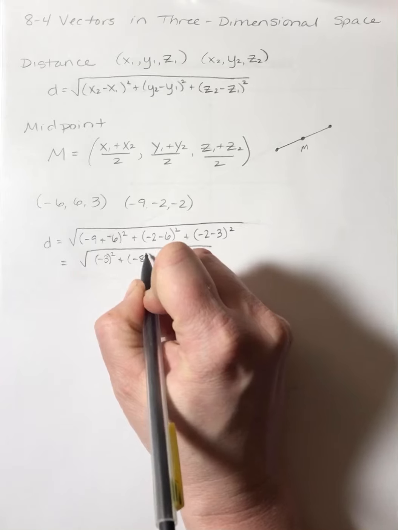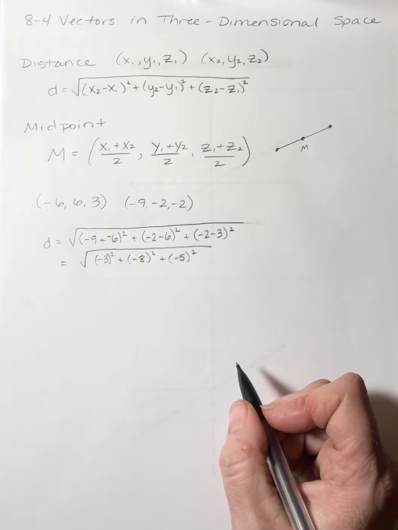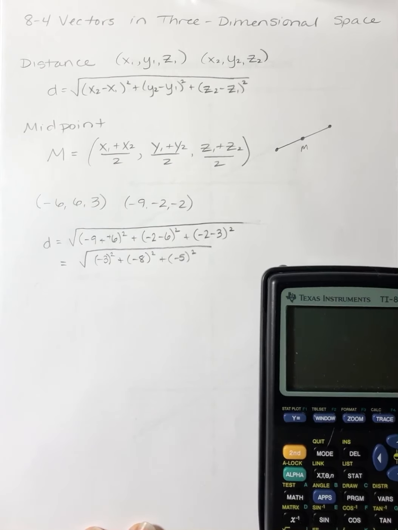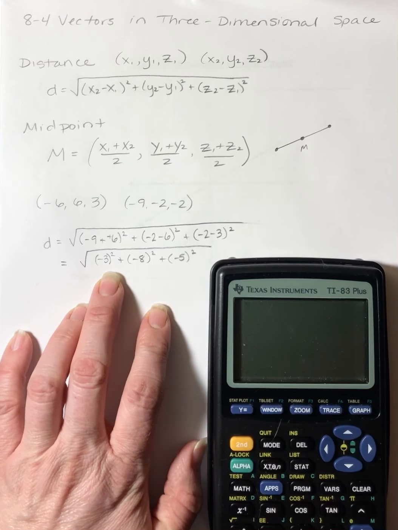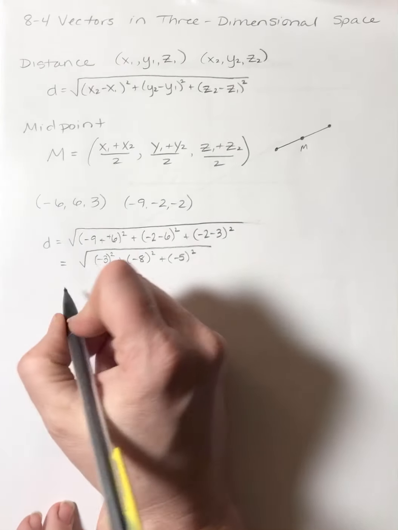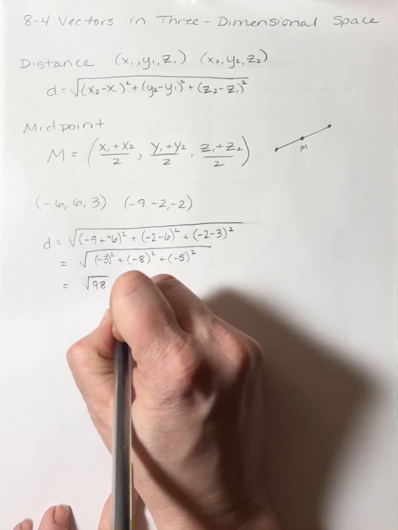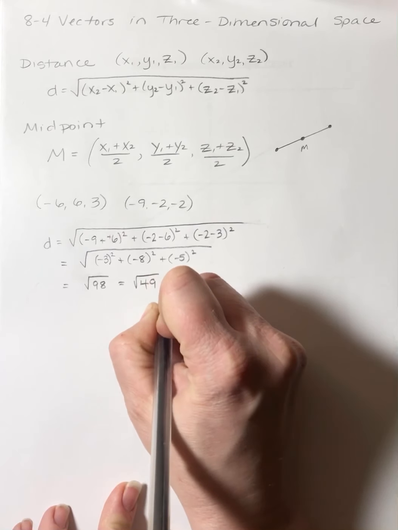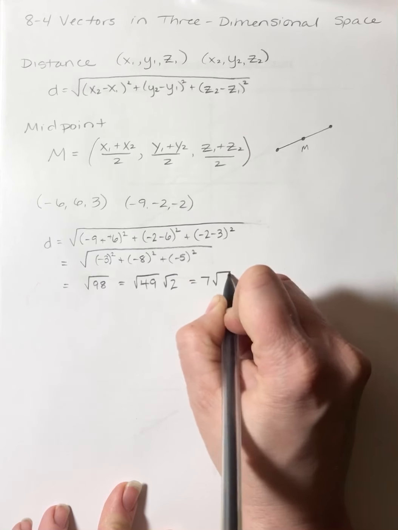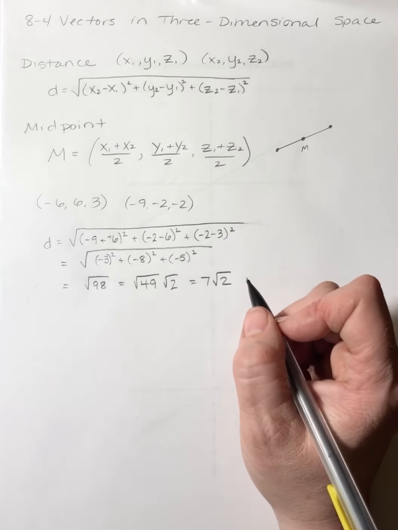This is a -8 squared, and this is a -5 squared. So we're going to get a relatively big number. This is going to be 9 plus 64 plus 25. And so I get 98. So the square root of 98. 98 has a perfect square factor of 49. It's 49 times 2. So my exact answer is 7 square roots of 2. Just make sure you read the directions as to whether it's an exact answer or a decimal approximation.